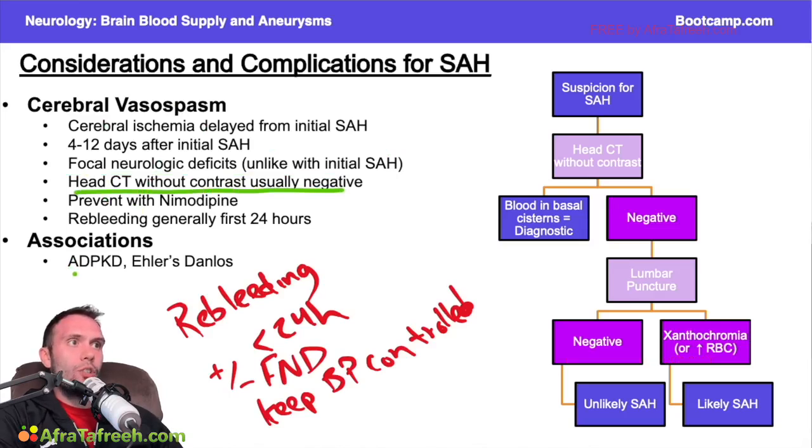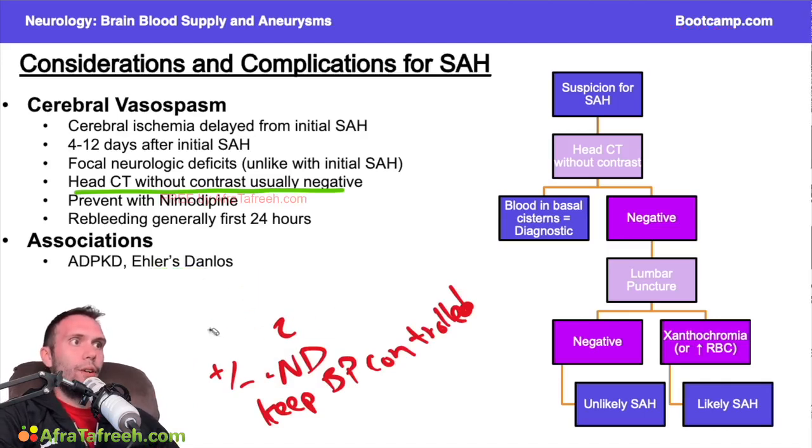And major associations: autosomal dominant polycystic kidney disease is a big one. Ehlers-Danlos is another big one because of the tendency to develop berry aneurysms. Again, going back to subarachnoid hemorrhage, because this is a very high yield topic.